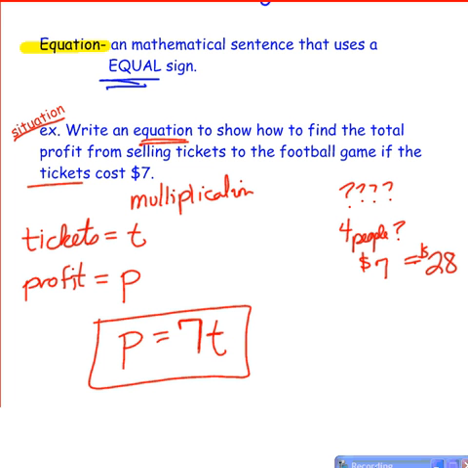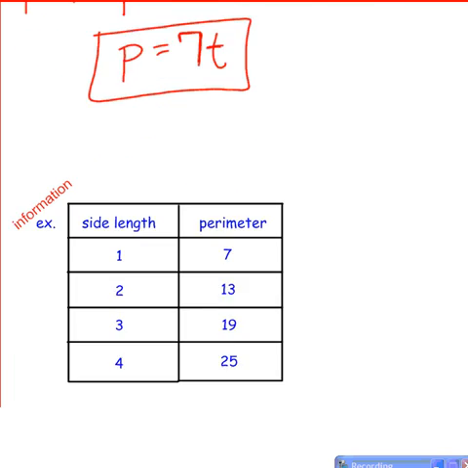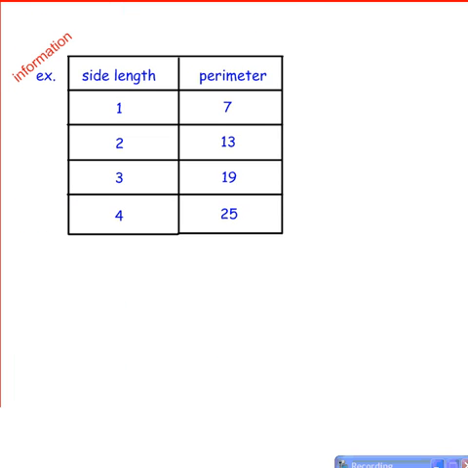What if I've given you not a situation, but some information, and I'm wanting to know what is the equation that would represent this table of information? How are we going to figure this out? When first looking at a table of information, I try to start making a connection between the left side of the table to the right side. There's one side length, okay, so that gives me a perimeter of 7. How could I get that?